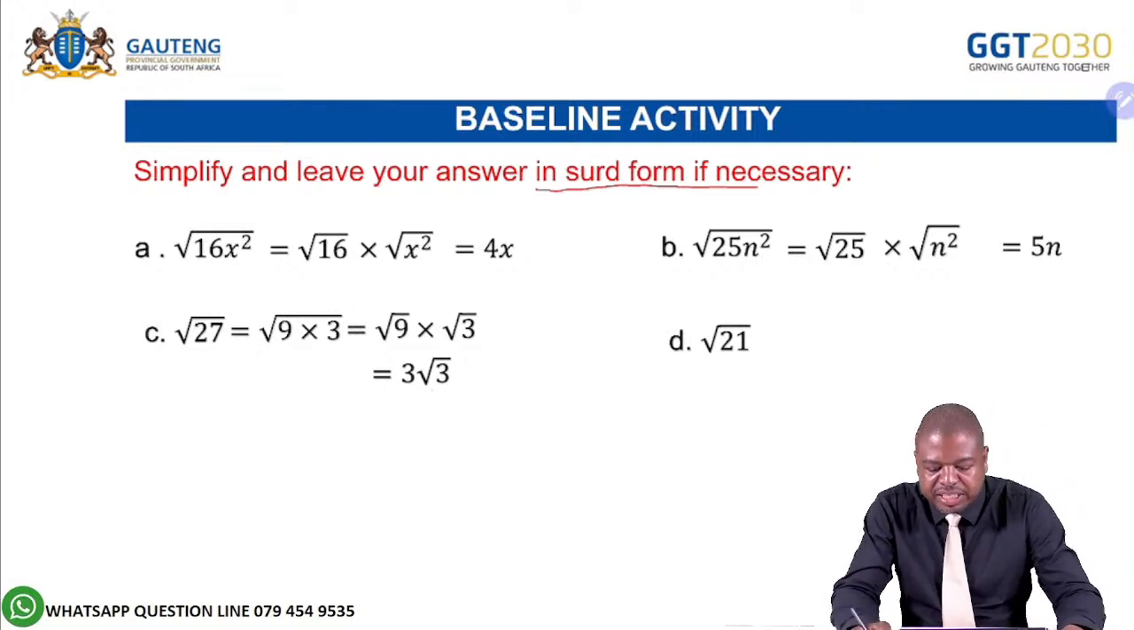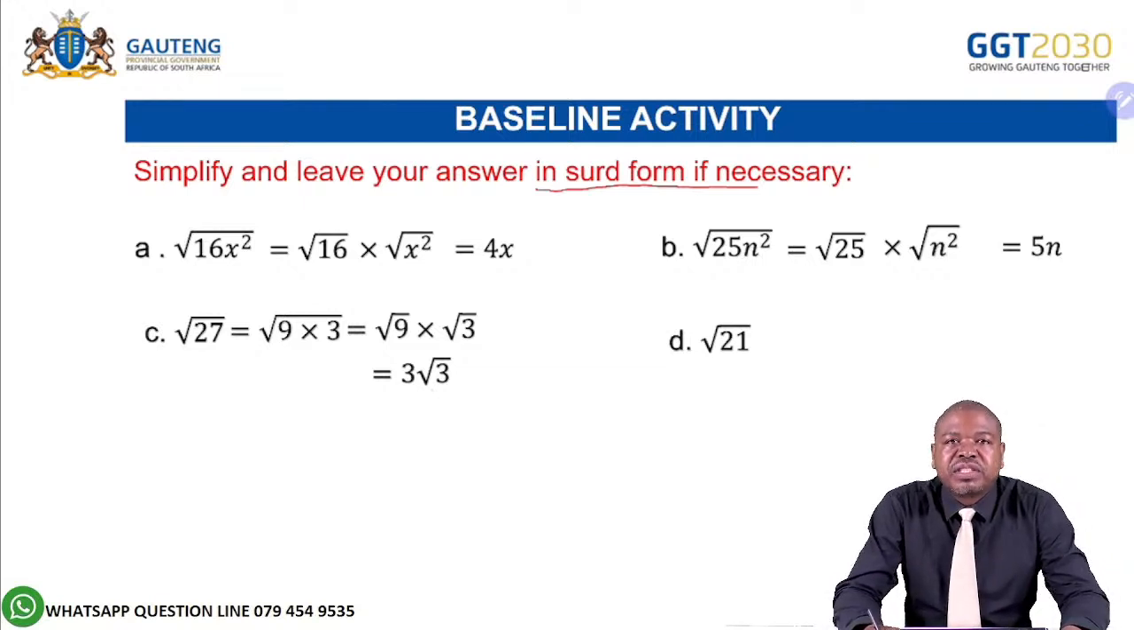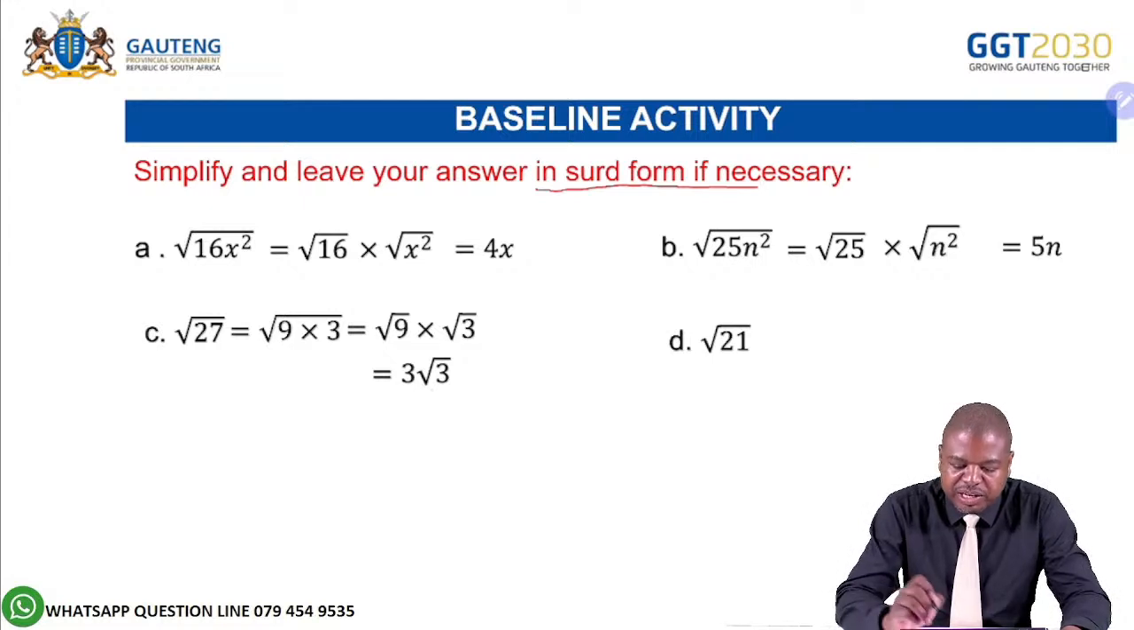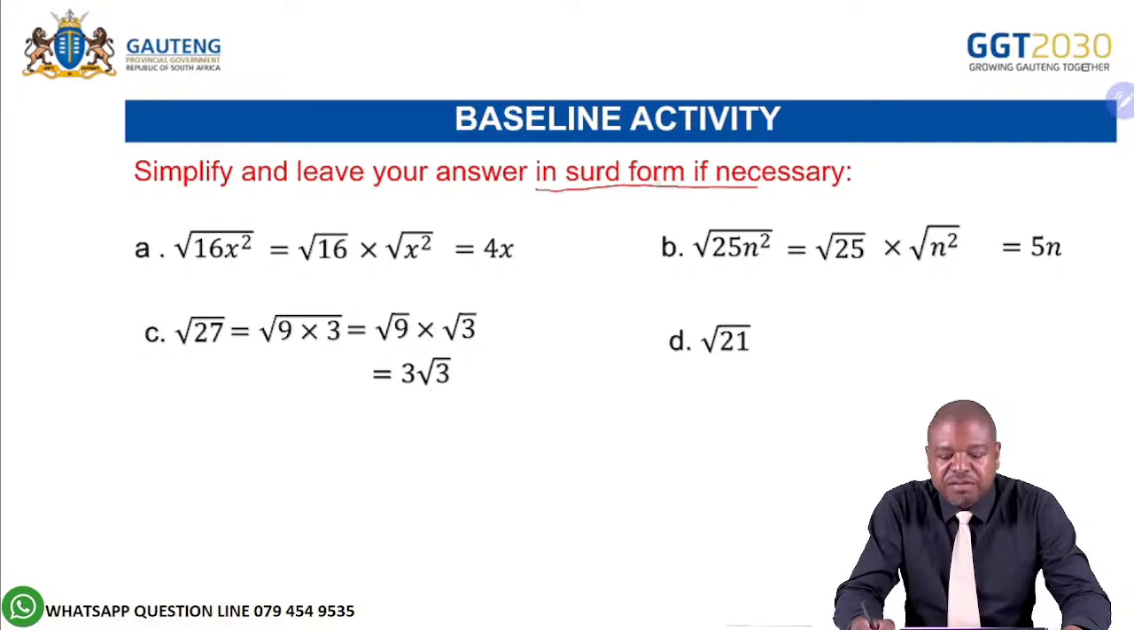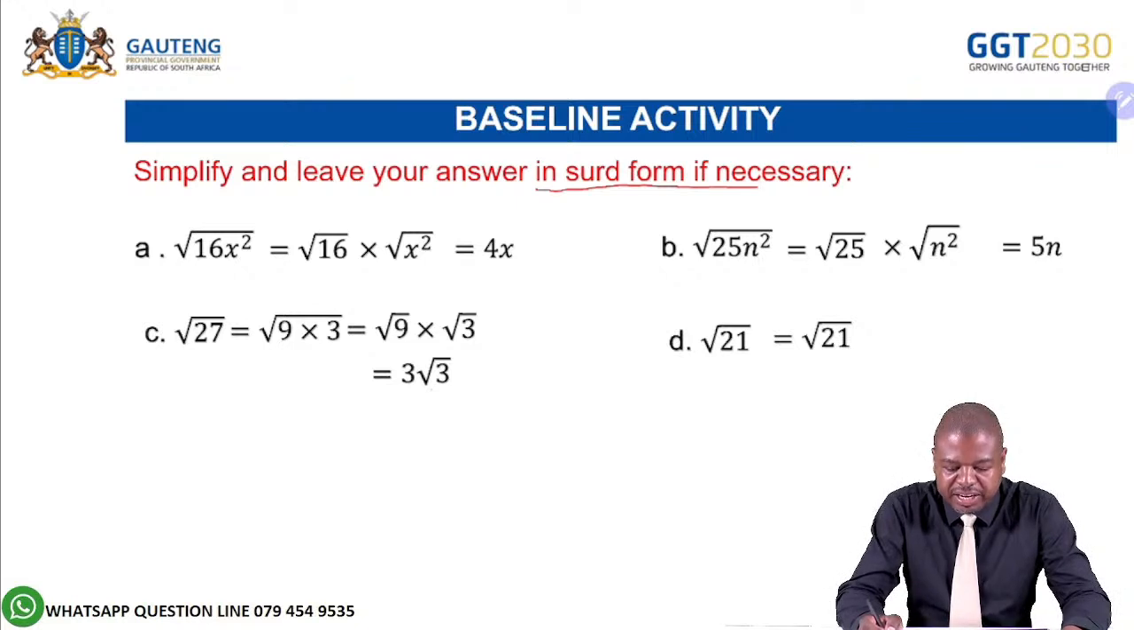So that is what we meant by surd form. Now with D, which is the square root of 21, can you find the square root of 21? No, we can, but it will be in decimal form. But we have been asked to leave our answer in surd form. So we leave it as it is.